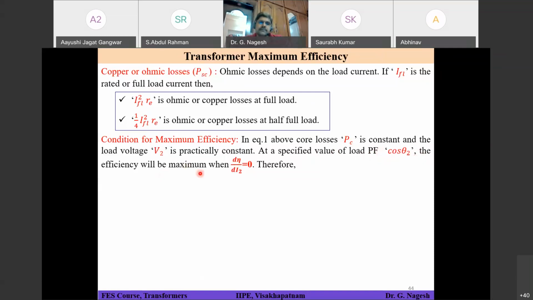The efficiency will be maximum when you differentiate the above equation with respect to I2 and equate the result to 0. Then you will find the condition at which the maximum efficiency of the transformer occurs. So try to differentiate equation 1 with respect to I2 and equate the result to 0.